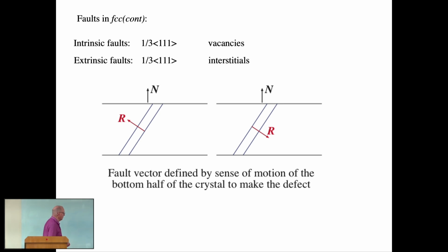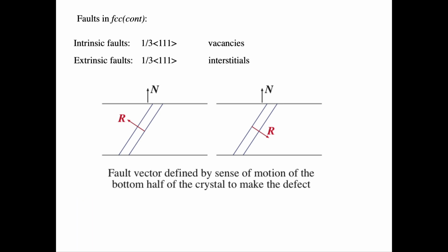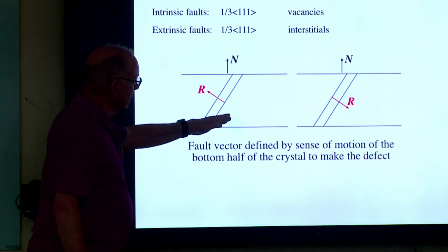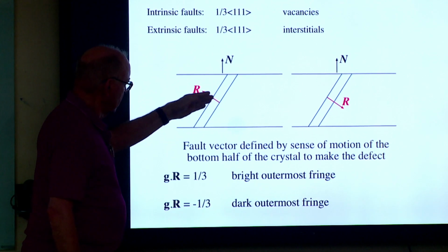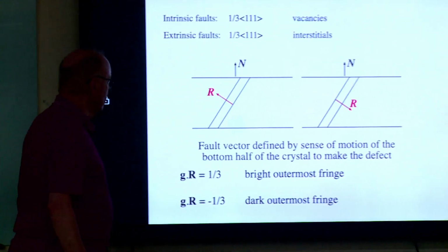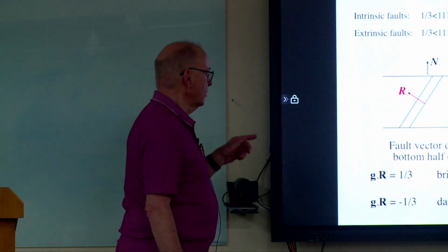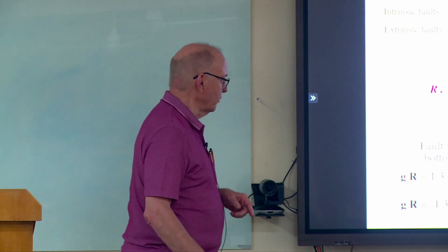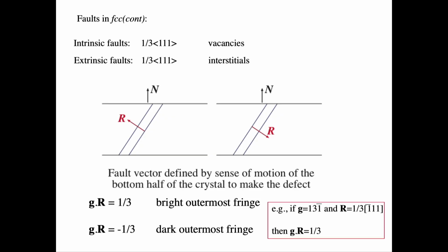So what we need to know then is how to define the sign of our fault vector here. This is defined by the sense of motion of the bottom half of the crystal to make the defect. So in this particular case, this would move that way, and the bottom half would move that way. So g dot R equals 1/3, bright outermost fringe. g dot R equals minus 1/3 is a dark outermost fringe. So if g is 1 -3 1, and R is 1/3 [-1 1 1], then g dot R is 1/3.